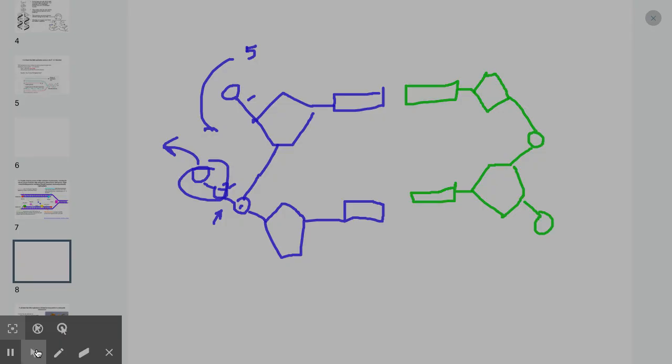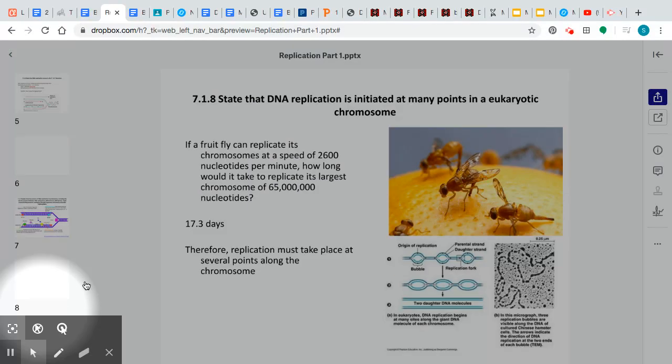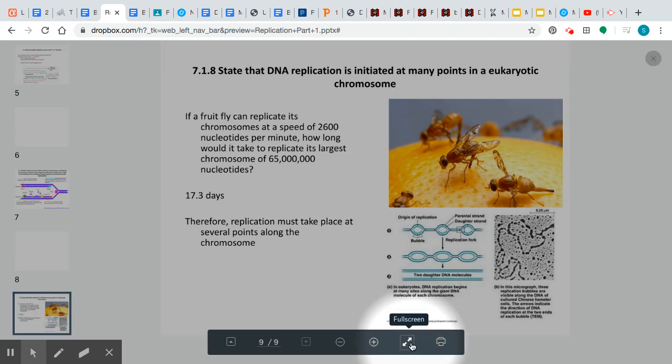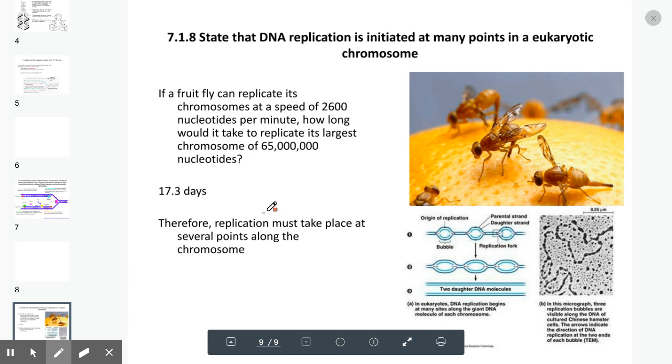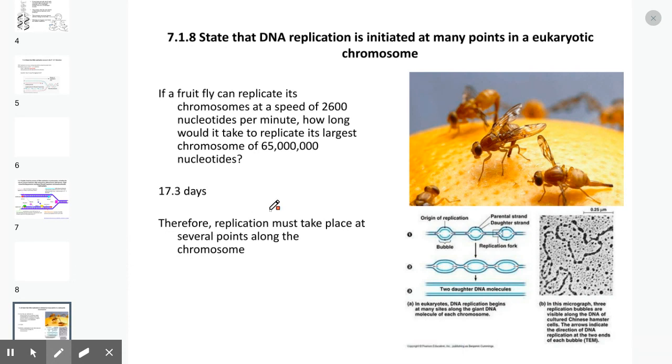And the last thing I want to talk about, and it'll be brief, IB wants you to know that DNA replication happens at many locations on a molecule of DNA. So here it says, if we just went from the beginning all the way to the end in sequence, it would take 17 days to create just one chromosome. Not efficient. So helicase will come in many places to open up that DNA and start replication in multiple locations.